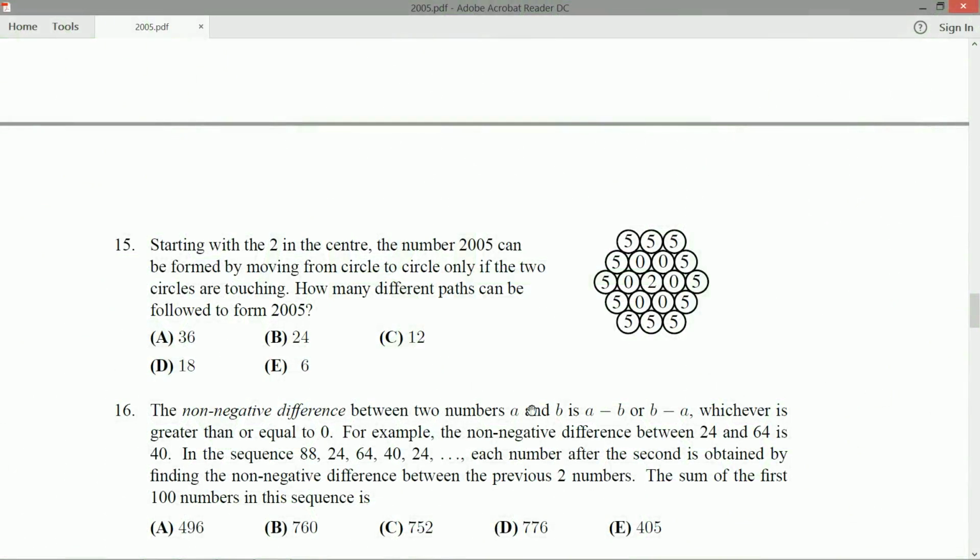We're on question 15, starting with the 2 in the center. The number 2005 can be formed by moving from circle to circle, only if the two circles are touching. How many different paths can be followed to form 2005?